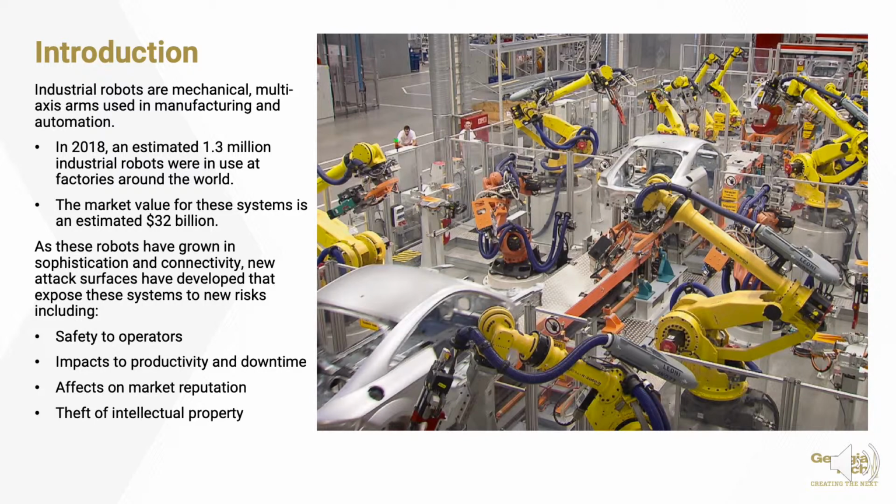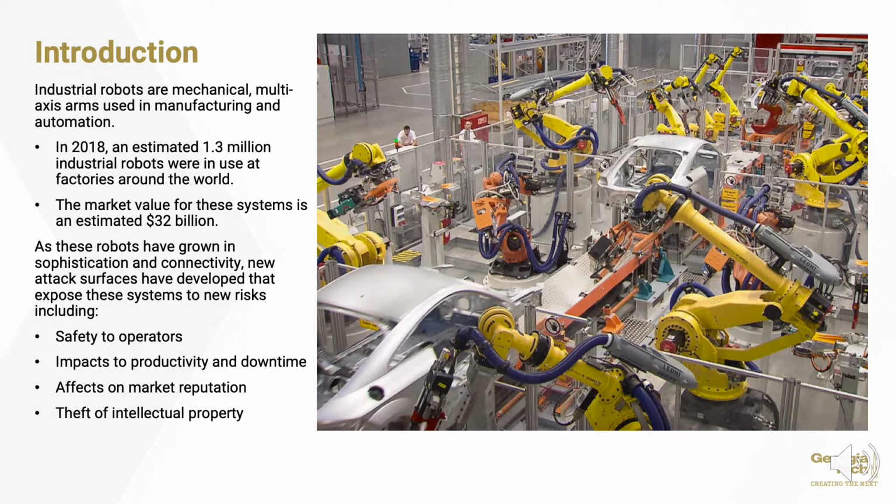There are some numbers here that help set the stage and scope for why it's so critical that we secure these platforms. In 2018, there were an estimated 1.3 million industrial robots in use at factories around the world, and the market value for all these systems put together is estimated to be around $32 billion. Those are big numbers, and we want to make sure we keep those numbers and those robots and platforms safe.